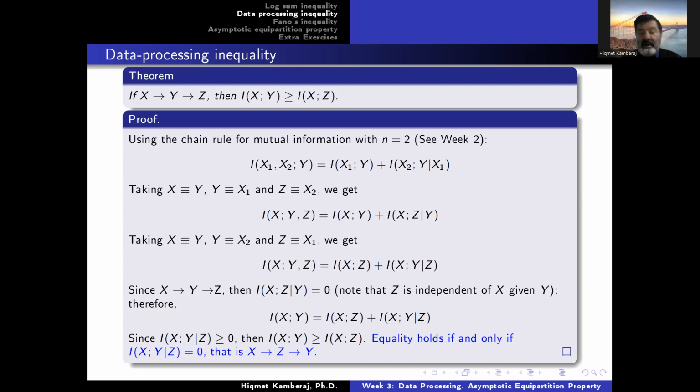Now, we can add to this theorem the second part, which is highlighted in blue in the proof. The equality here holds if and only if the mutual information between x and y given z is equal to 0. This means that when x, z, and y form a Markov chain, or whenever y is independent of x given z. This is what I wanted to say.